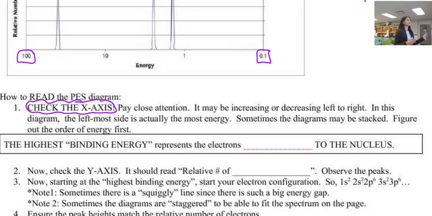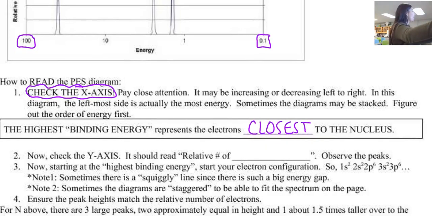All right, and sometimes the diagrams can have them stacked just because it's too hard to go across a page, so they truncate them and stack them. Okay, now the highest binding energy. When you find the biggest number on your x-axis, what is that representing? That's actually representing the electrons that are the closest to the nucleus, okay? So keep that in mind.